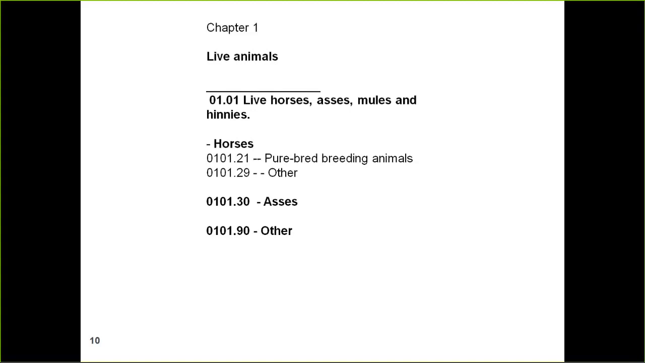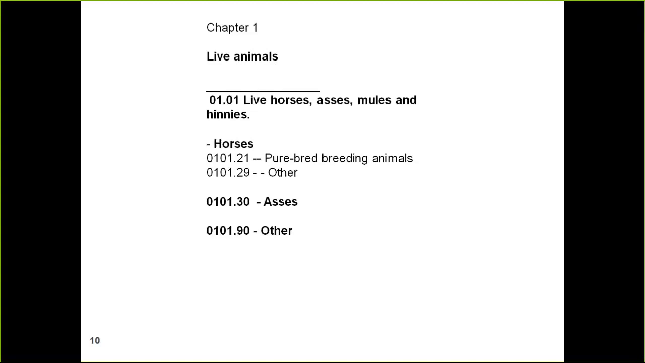Now, let's go back to the first subheading, horses. Notice that horses, the single dash horses, is further broken down into two subheadings. So these would be secondary subheadings indicated by the double dash. You notice 010121, purebred breeding animals. What this tells me is I am looking at two classes of horses.